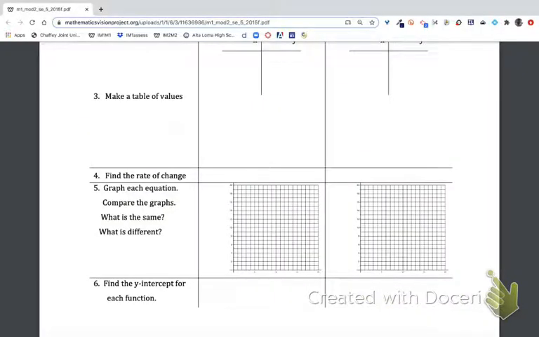For the rate of change, looking at the table from the previous portion, you would see that you are adding 3 each step, and in this case you are multiplying 3 each step.